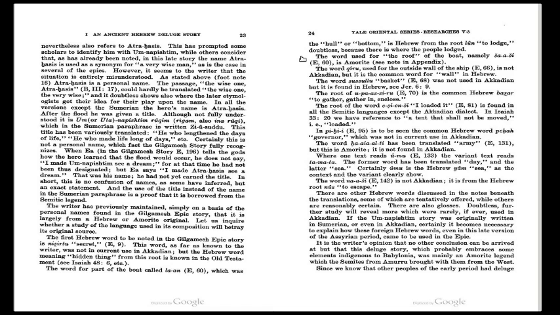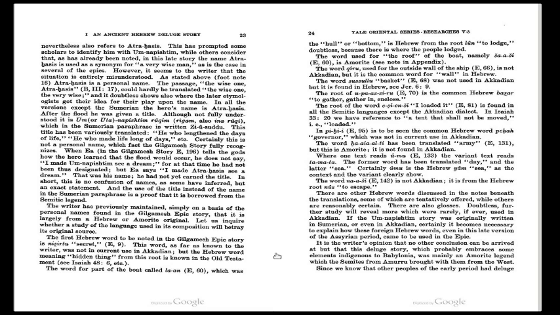The word used for the roof of the boat is Amorite. See note in appendix. And he goes deep into the meanings of all of these words. There are other Hebrew words discussed in the notes beneath the translations, some of which are tentatively offered, while others are reasonably certain. There are also glosses. Doubtless, further study will reveal more which were really, if ever, used in Akkadian.